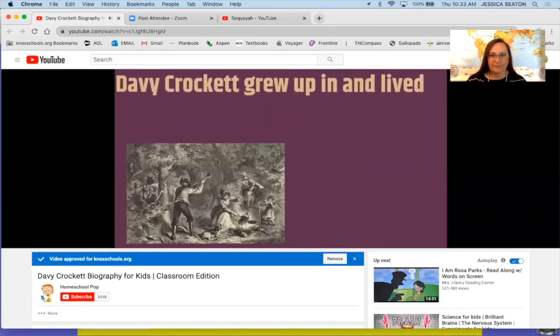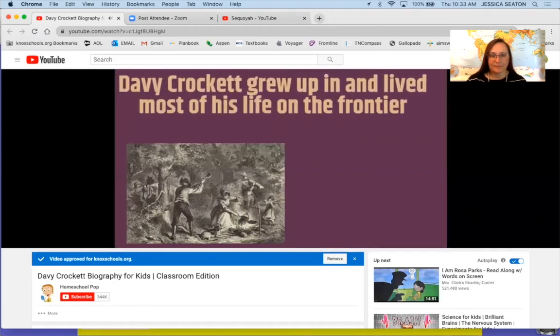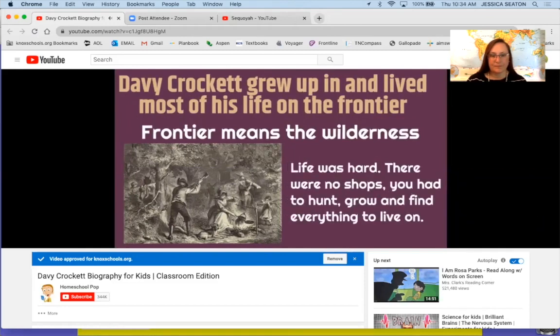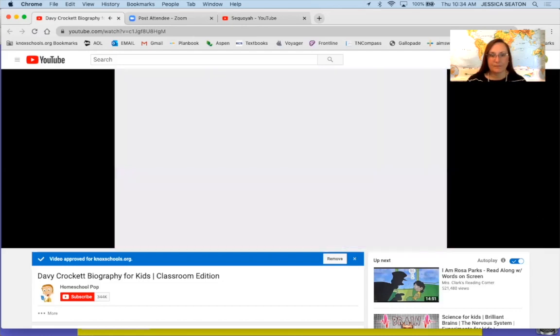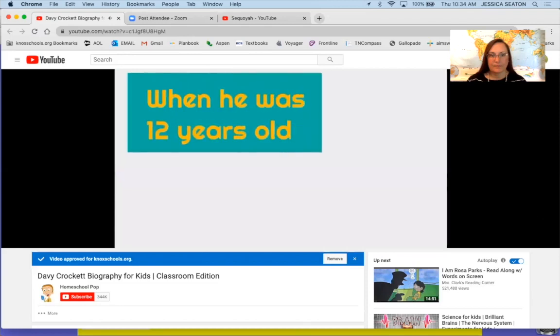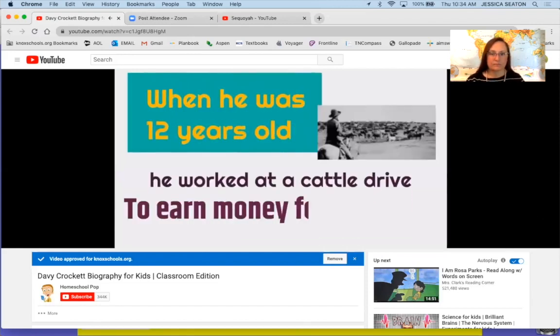Now, Davy Crockett grew up in and lived most of his life on the frontier. The word frontier means the wilderness. Life was hard on the frontier. There were no shops. You had to hunt, grow, and find everything to live on. When he was 12 years old, he worked at a cattle drive to earn money for his family. Davy Crockett was a hard worker.